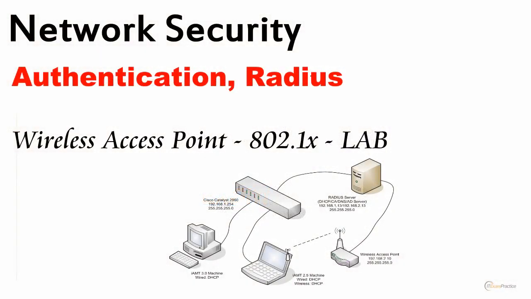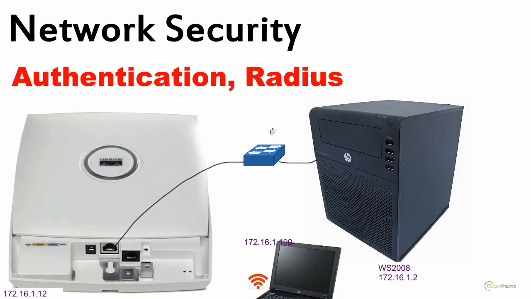Network Security Authentication Radius, a Wireless Access Point Lab Part 2. Here is our topology to remind you. We tested this access point. I was able to connect. Now what we want to do is enable radius on it and authenticate our users using a AAA server. In my case, that will be a Windows Server 2008.